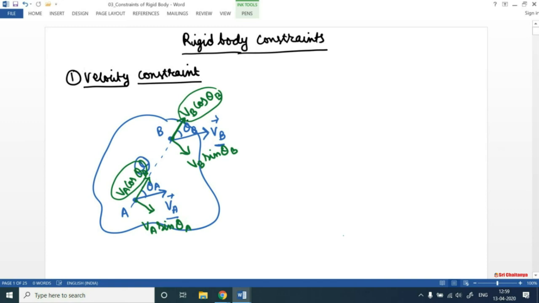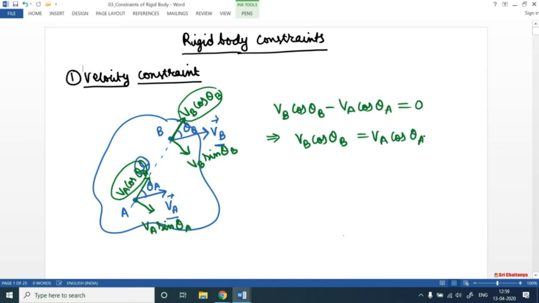That simply means that the velocity of point B with respect to point A along the line of separation would be simply VB cos theta B minus VA cos theta A, and that is going to be 0, since along the line of separation, the separation is not changing. So that simply gives us VB cos theta B is equal to VA cos theta A. So this is the velocity constraint relationship.